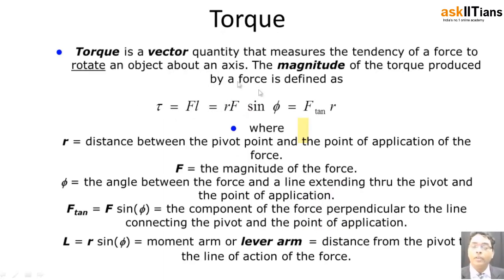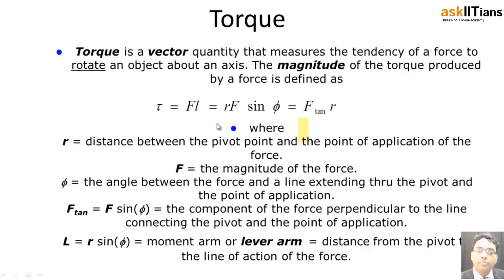Fine. Going further, we can say that torque is a vector quantity that measures the tendency of a force to rotate an object about an axis. So what does that mean? The magnitude of the torque is going to be defined in the same way as we define the cross product.